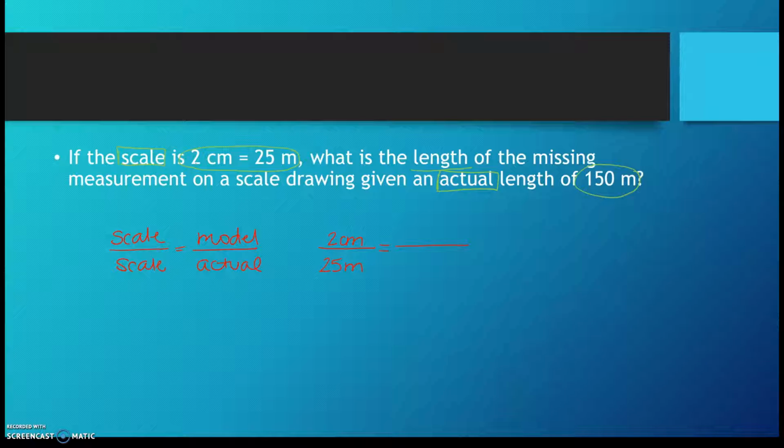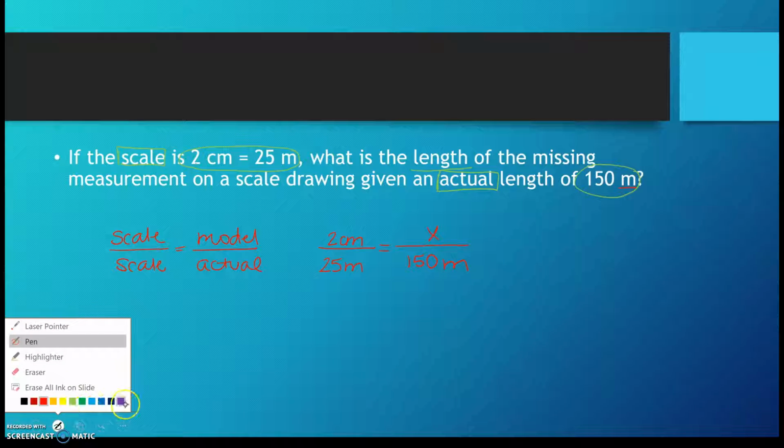Just like on a map, if you're trying to tell how far apart something is on a map, it's proportional to how long it is in real life, okay? So it says, what is the length of the missing measurement given an actual of 150 meters? So they gave us our actual, and we know that it's meters, and I see meters is on the bottom. So again, we're going to keep meters together and actuals on the bottom. So 150 meters. And it says, what is the length of the missing measurement? So obviously, we're missing our measurement right there.